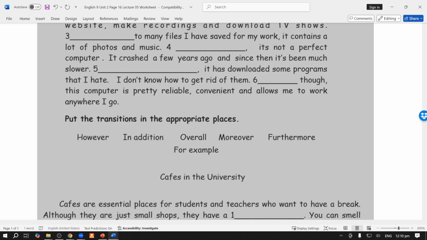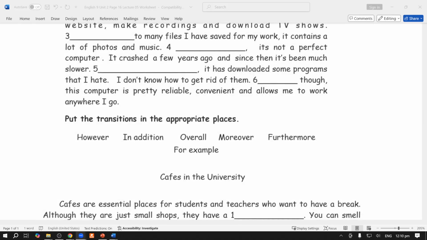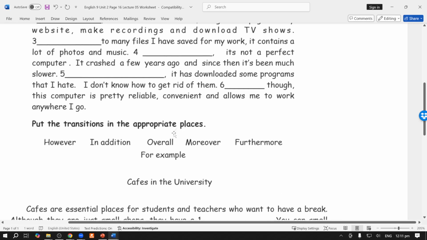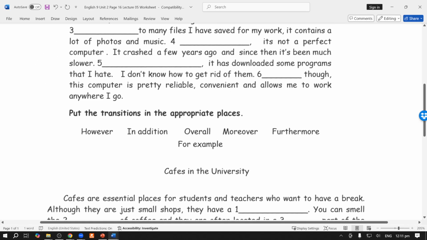Yes, students? Any student from the knowledge school? There is a hand raised from the knowledge school. Is there any student willing to give an answer? Overall. So here the overall comes, which is, I think, the most favorite transition word of all the students. Because there the writer is concluding these paragraphs, that's why he used overall. This computer is pretty reliable, convenient, and allows me to work anywhere I go.